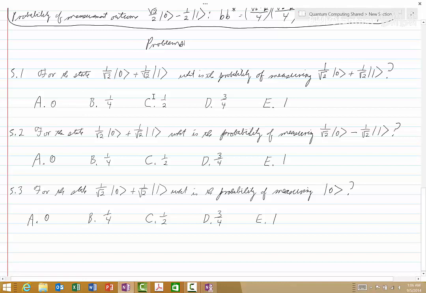So you have 3 different measurement outcomes. What is the probability of each of those measurement outcomes if the state being measured is 1 over square root of 2, 0 plus 1 over square root of 2, 1? And in each case, circle the correct answer, or if you think there are multiple answers, then select all the correct answers. So that concludes lecture 5, and good luck.